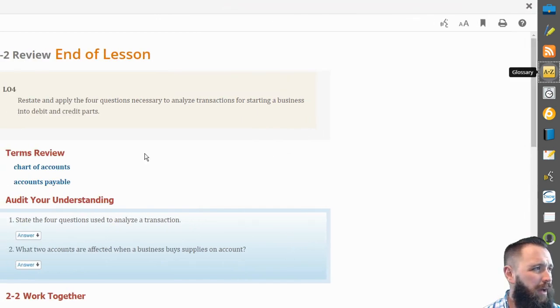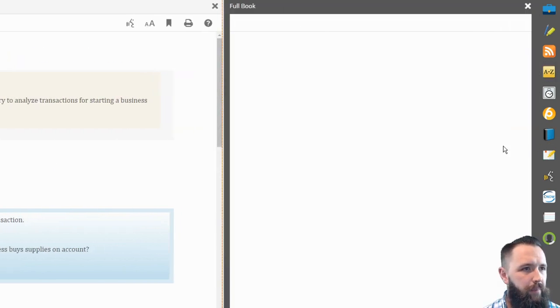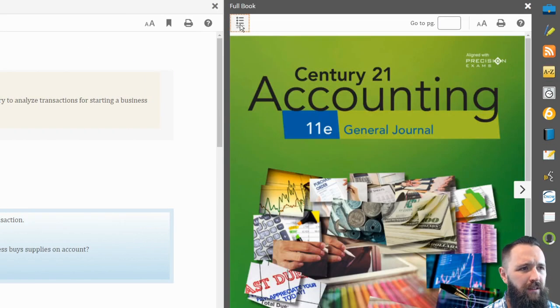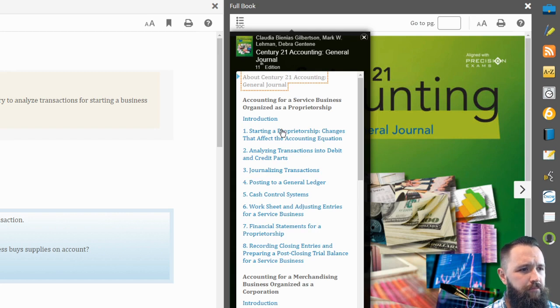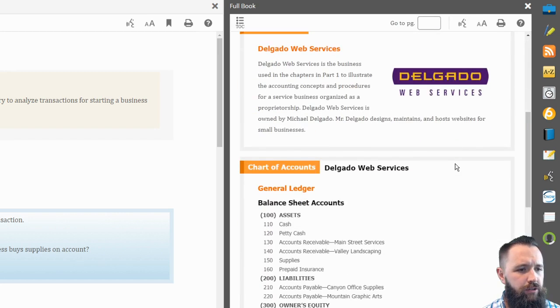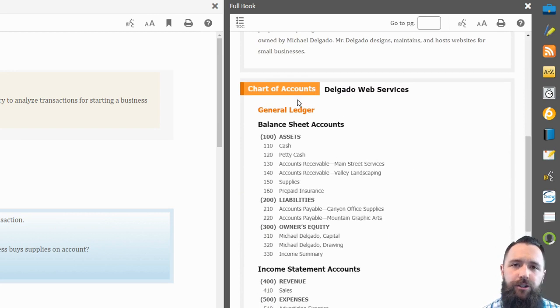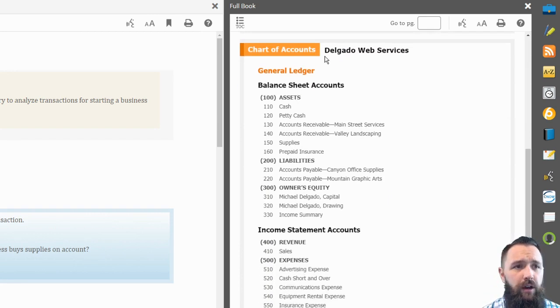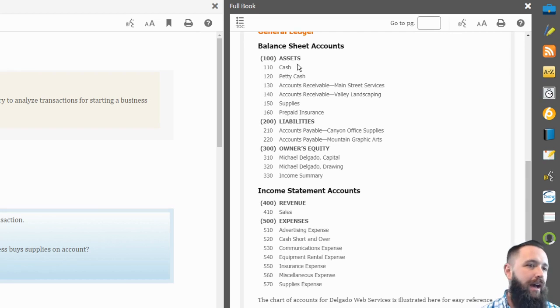If we go back, let's open up the book real quick. And I think in the first chapter, let's go to the introduction. Here we go. Here's a chart of accounts, and this is what it looks like. This is for Delgado's Web Services. How many of these accounts have we seen so far? We've seen cash, probably haven't seen petty cash. We've seen some accounts receivable. We see supplies and prepaid insurance. We've also seen accounts payable. We've also seen capital and drawing.